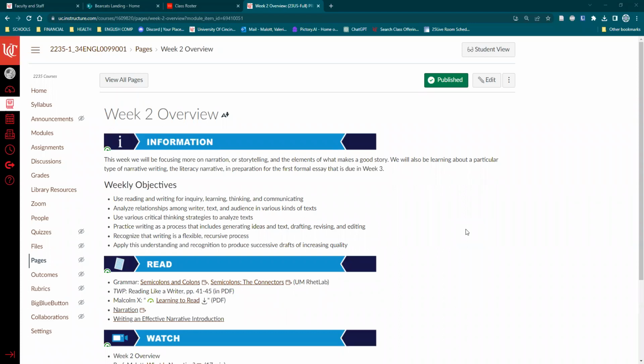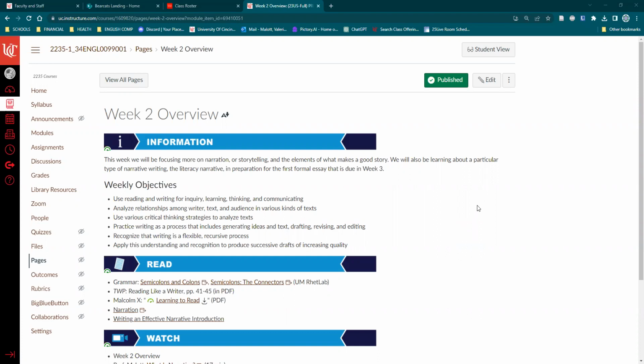Welcome to week 2. This week we're focusing more on narration or storytelling and the elements of what makes a good story. We're also going to be learning about a certain type of narrative writing called the literacy narrative in preparation for the first formal essay that's due next week in week 3.